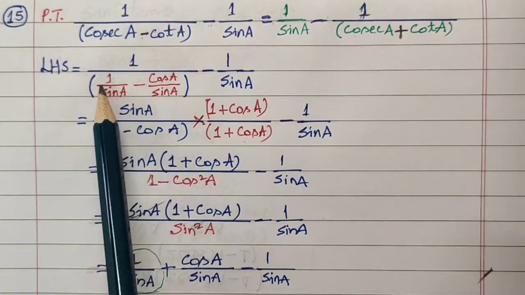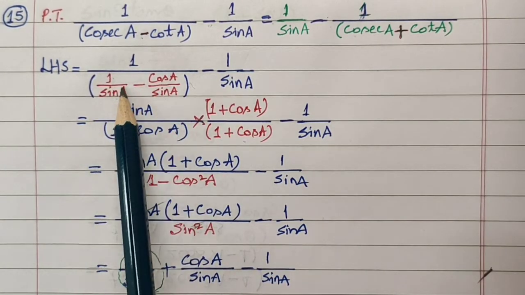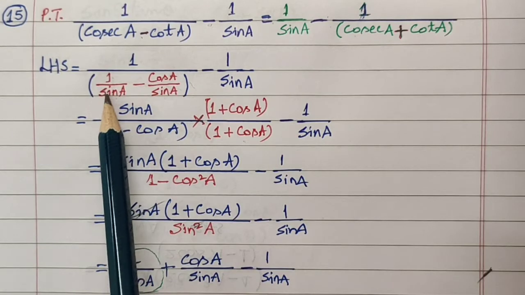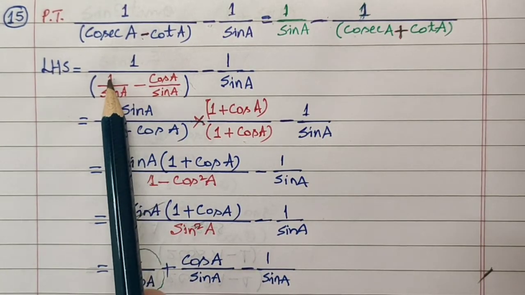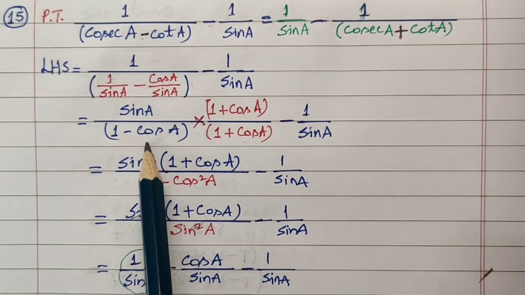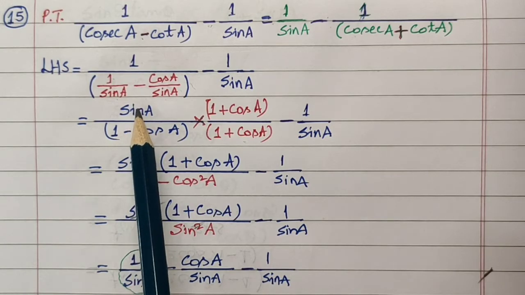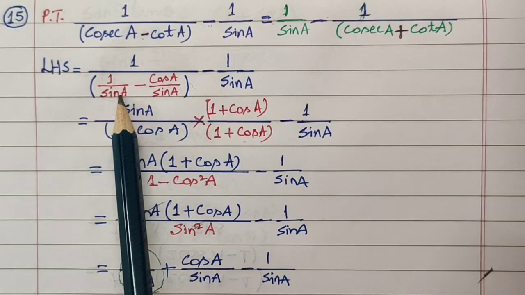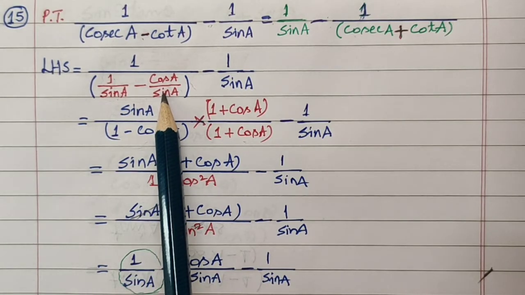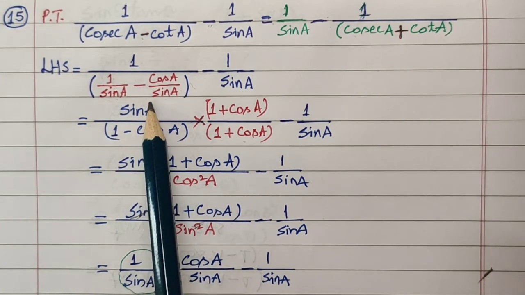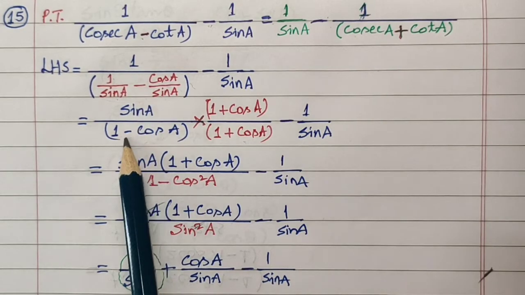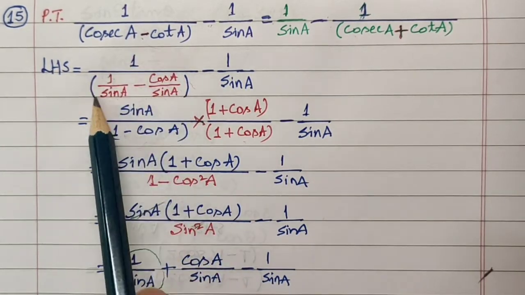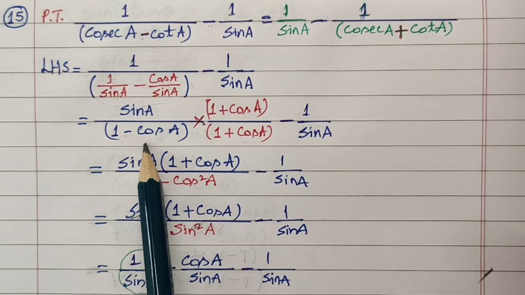Once you come here, take the LCM as sin A. Once you take the LCM as sin A, we are left with 1 minus cos A divided by sin A. When sin A goes up, that will become sin A divided by 1 minus cos A. The whole thing has become sin A divided by 1 minus cos A.